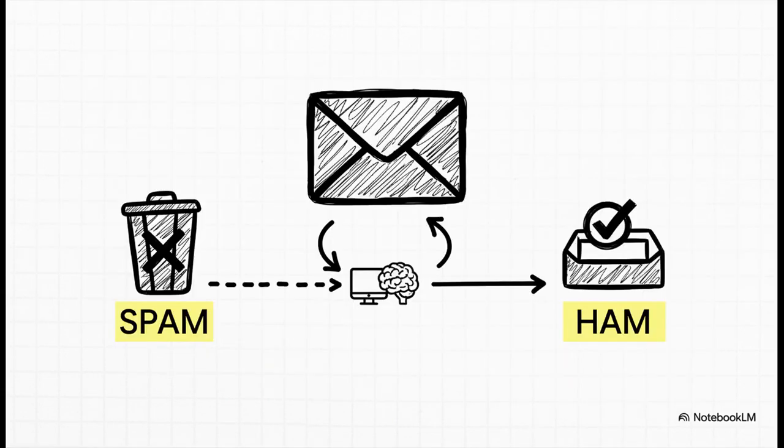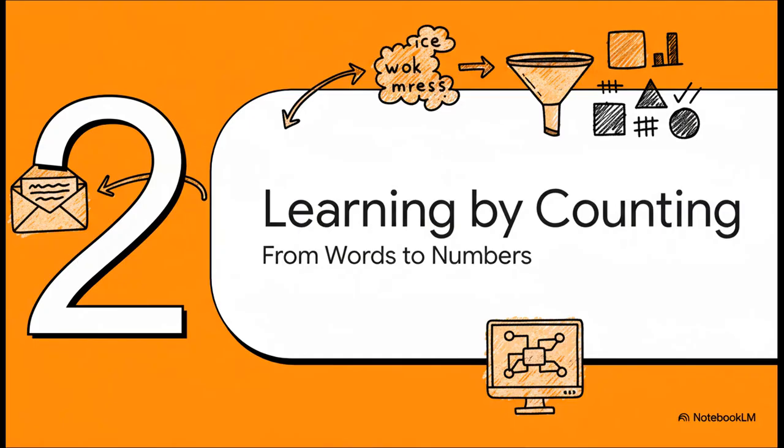So here's the game plan. We want to teach a computer to look at any new email that comes in and make one simple decision. Is this piece of junk, which we call spam, or is it a real message that you actually want to read, which we call ham? Okay, so let's get into the nitty-gritty. How can a machine possibly read an email and decide if it's spam?